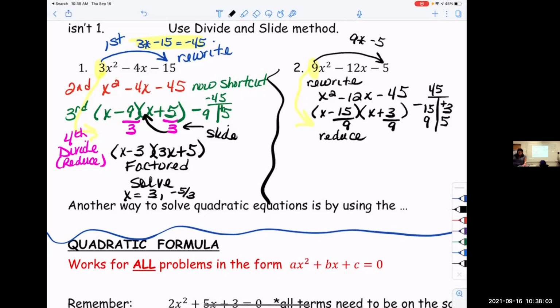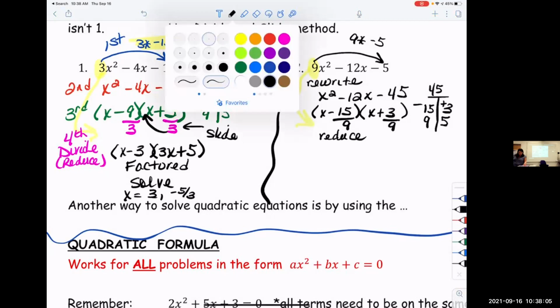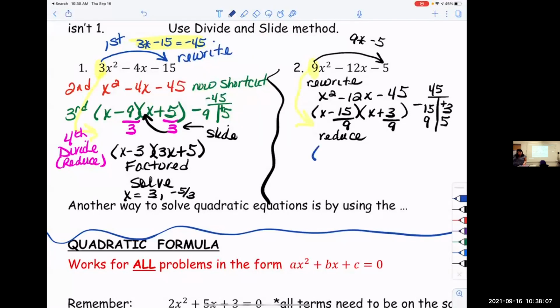So you have to reduce. If you don't reduce, it'll kind of go south. All right, so what goes into both 15 and 9? 3. So 5/3 and still 3. That's okay. It's reduced. So what's the only thing we haven't done?